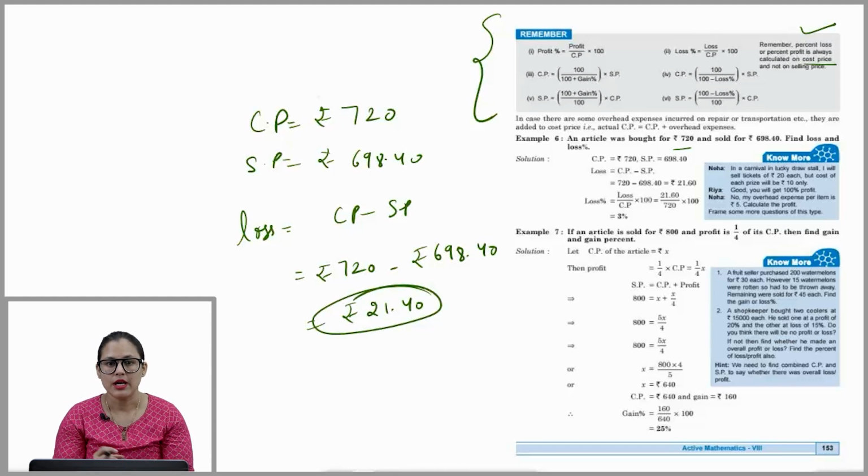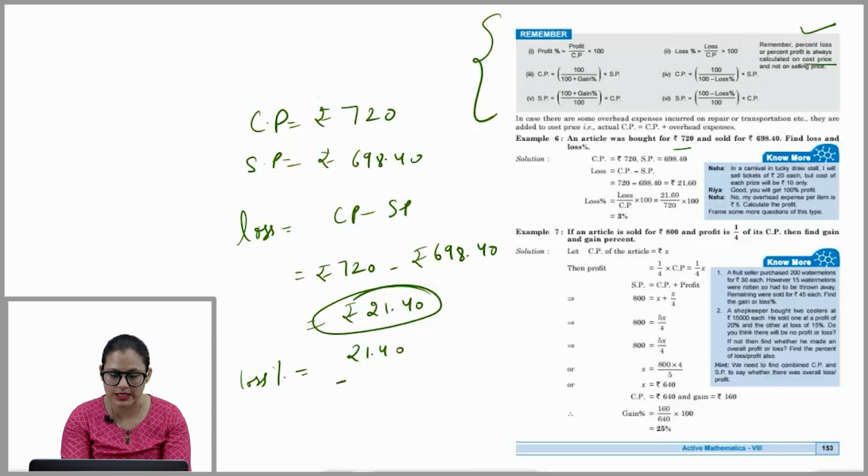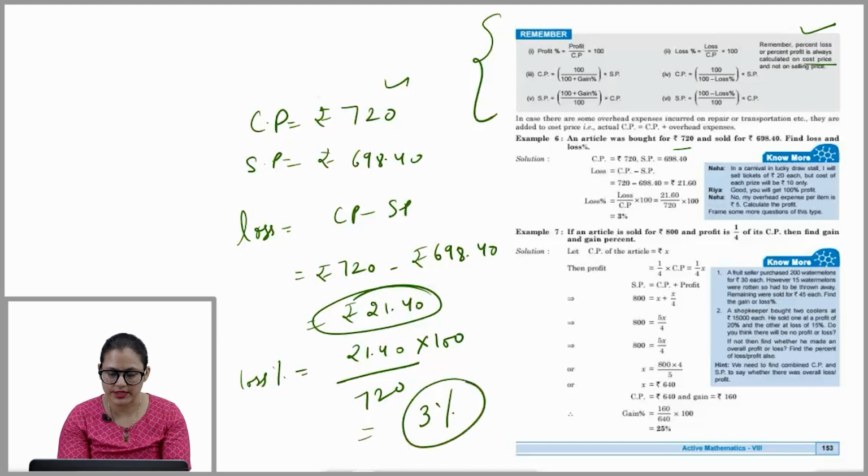Now we have to find the loss percent. We will find loss percent on CP. So loss percent is loss, which is 21 rupees and 40 paise, upon CP, which is 720, into 100. So we will get 3%. So 3% is his loss.